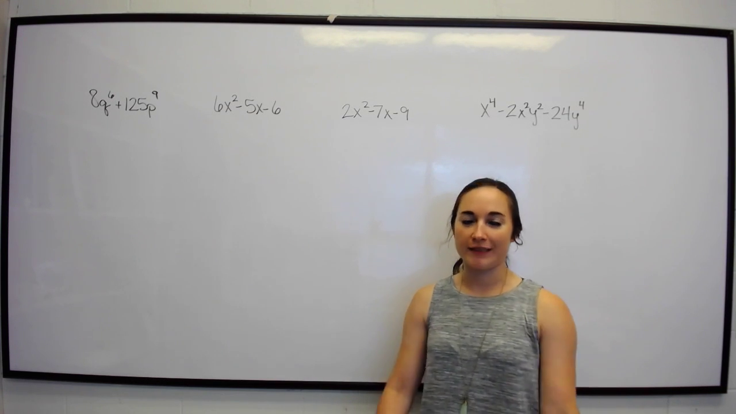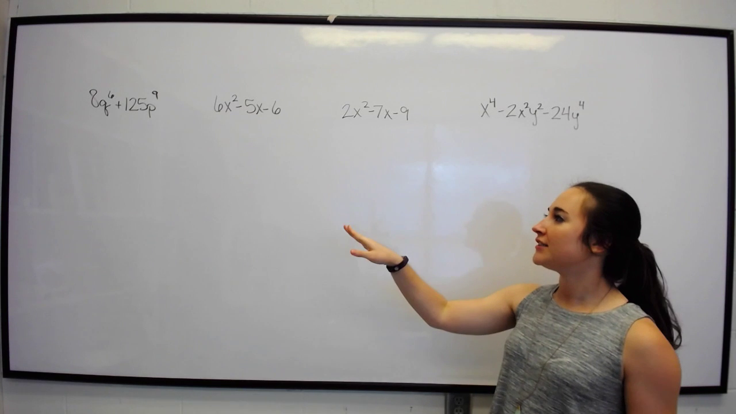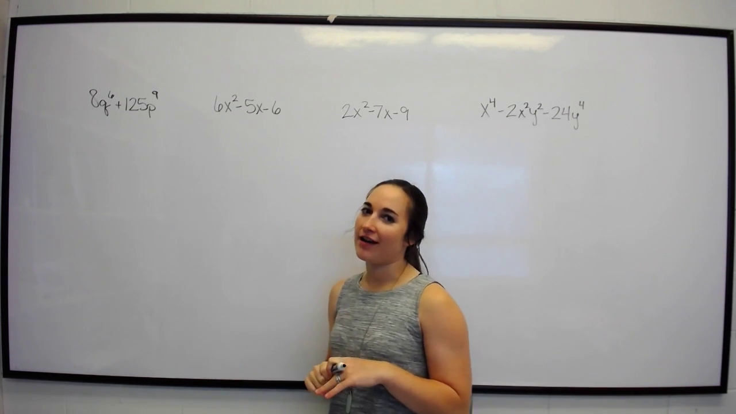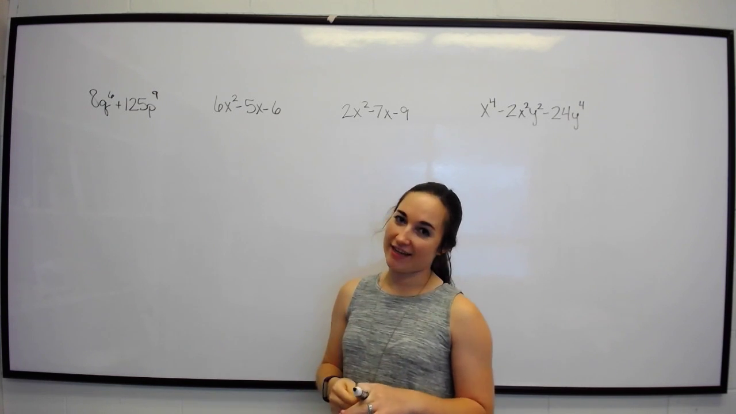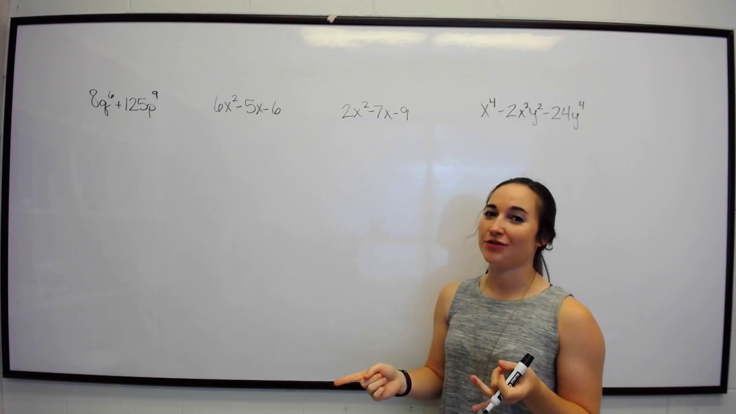In this video, we will be continuing our review of factoring by looking at these four examples. So let's start with this one. 8q to the 6th plus 125p to the 9th. What we have here, we can check for GCF. It isn't going to work.